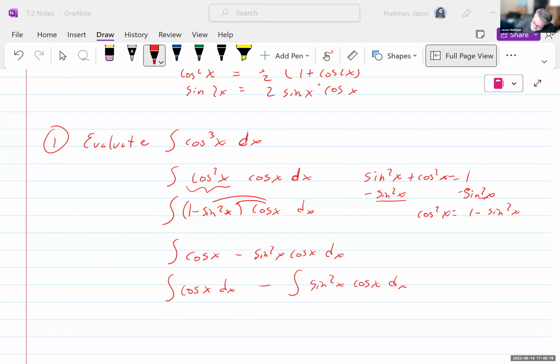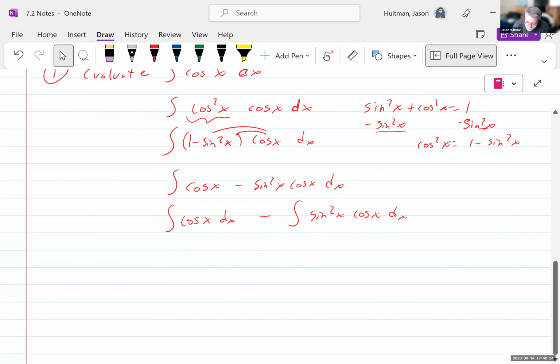Okay, and what's the integral of cosine? Sine x. So this is just sine x. I could put a plus c here, but that would mean I'd end up with 2 plus c's. The c's are just going to combine. If you add a constant to a constant, you get a constant. I'll put it there for right now, but know that it's going to combine with the other c from the other integral, and so we're only going to get one c.